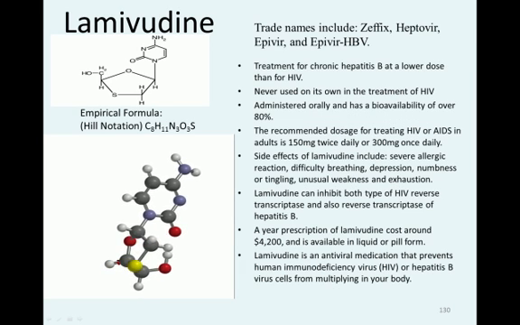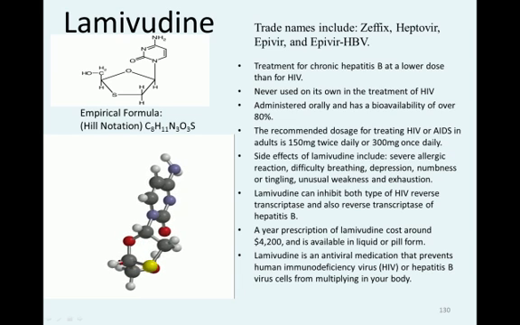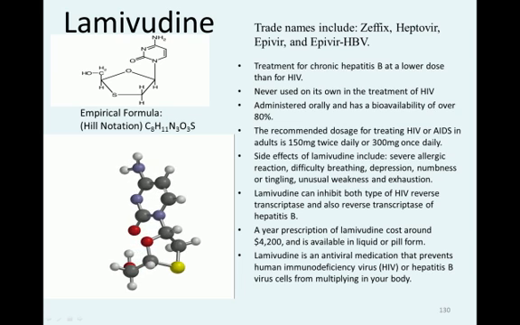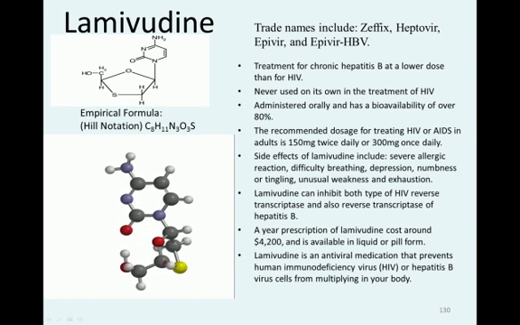Lamivudine is an antiviral medication that prevents human immunodeficiency virus or hepatitis B virus cells from multiplying in your body. The overall structure has several different functional groups and exhibits polarity.